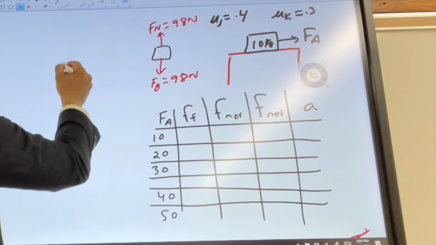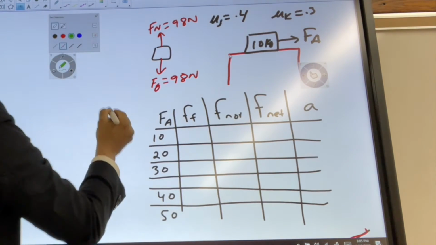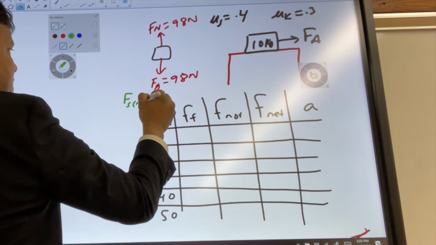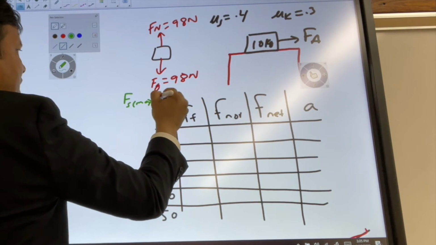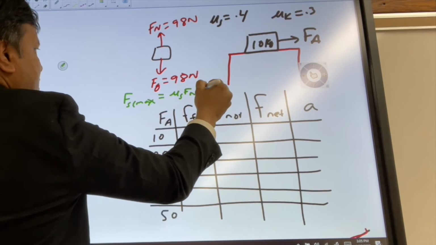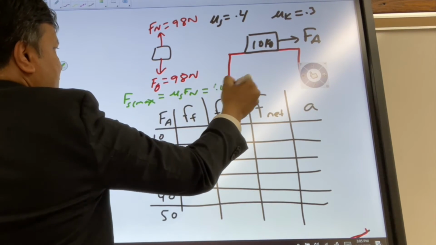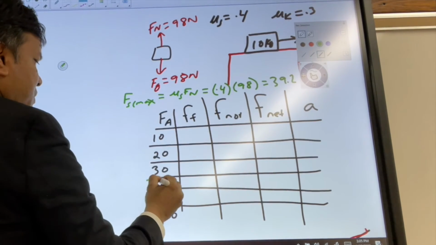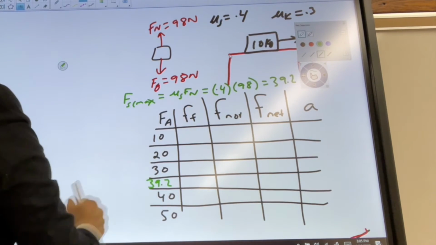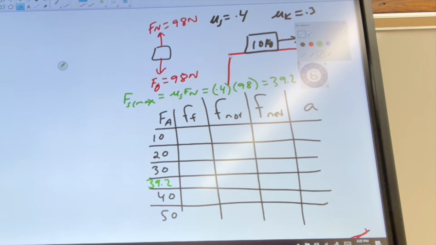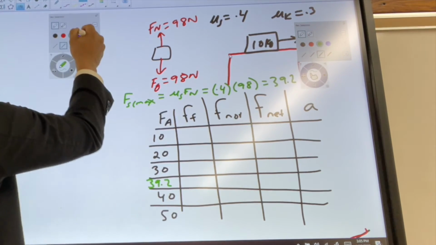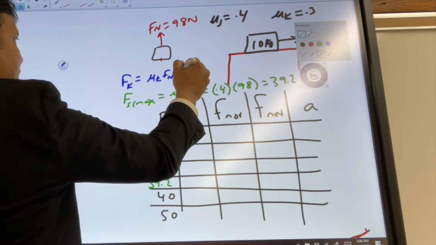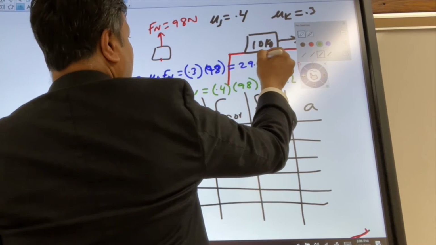So maximum friction possible is, let's use a different color, F_s max, and that would be mu_s times Fn. Mu_s is 0.4, Fn is 98. So 39.2, put 39.2 newton over here. That's very important. All right, so what is the kinetic friction? Let's use the blue to find the kinetic friction. F_k is equal to mu_k times Fn, 0.3 times 98, which is 29.4.